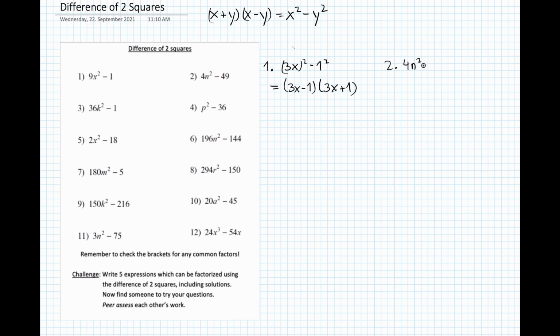4n squared minus 49. Now again, 4 is the same as 2 squared, so 2n all squared minus, and 49 is the same as 7 squared. And you can simplify this to 2n minus 7 times 2n plus 7.